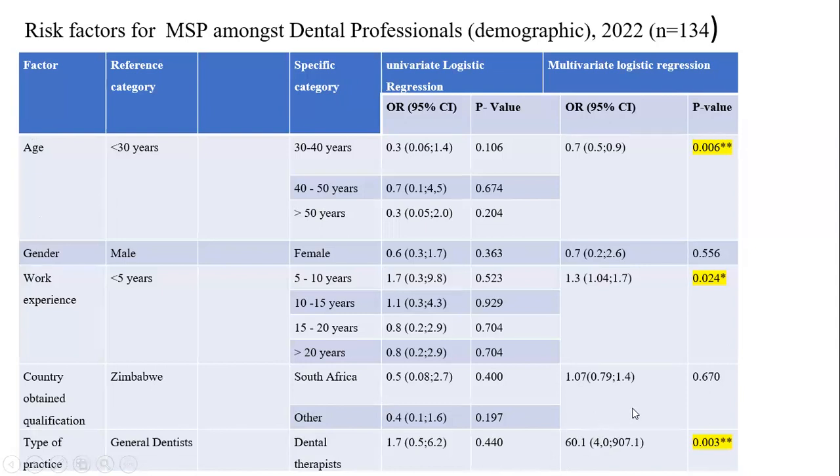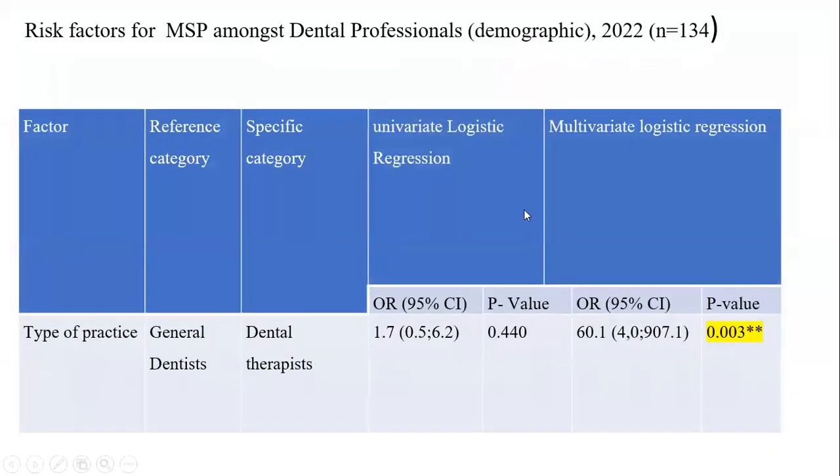We had 36 dental therapist responses, but the odds for musculoskeletal pain seem to be much higher, although we can interpret this with some caution, but it was much, much higher. This is a very big number. Multiple models were still giving very big numbers. Just zooming into that one, odds of 60 there for dental therapists when we compare to general dentists.